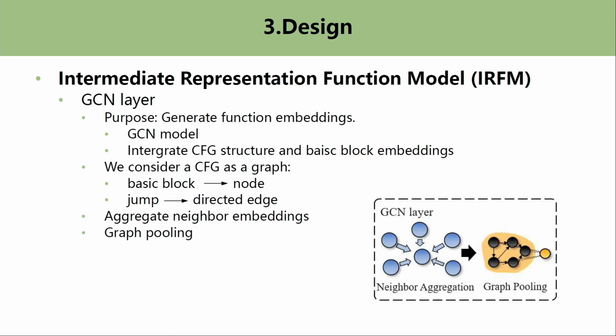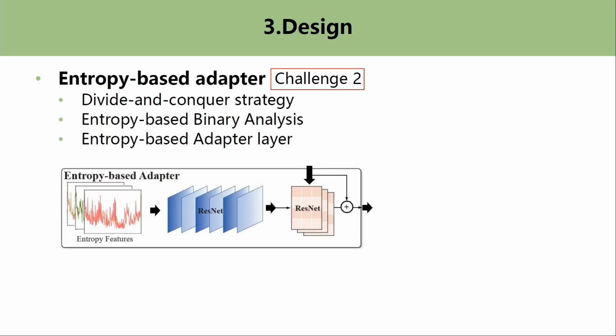In VulHawk, we propose entropy-based adapters to resolve challenge 2. It's divided into 3 parts. The first part is the divide and conquer strategy. Given an embedding space for matching similar functions, the same color points indicate similar functions. As function embeddings from different file environments are mixed together, the embedding space is confusing.